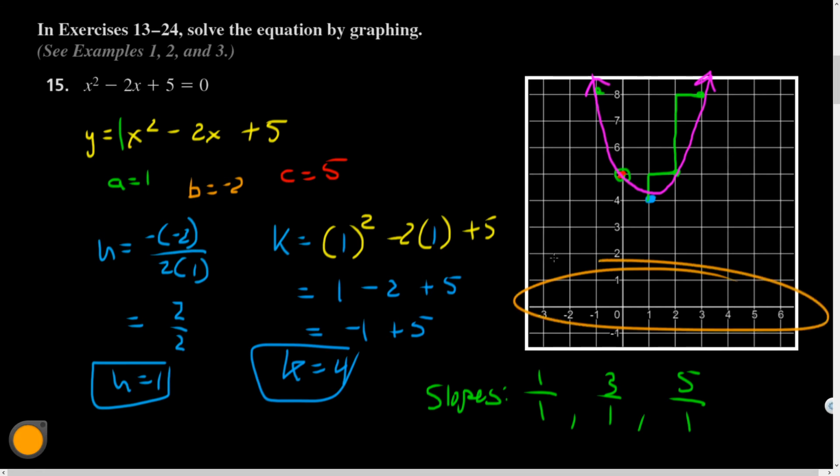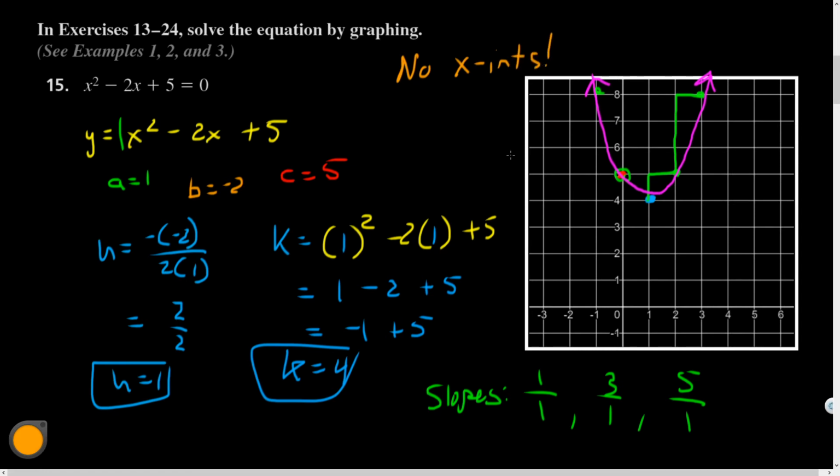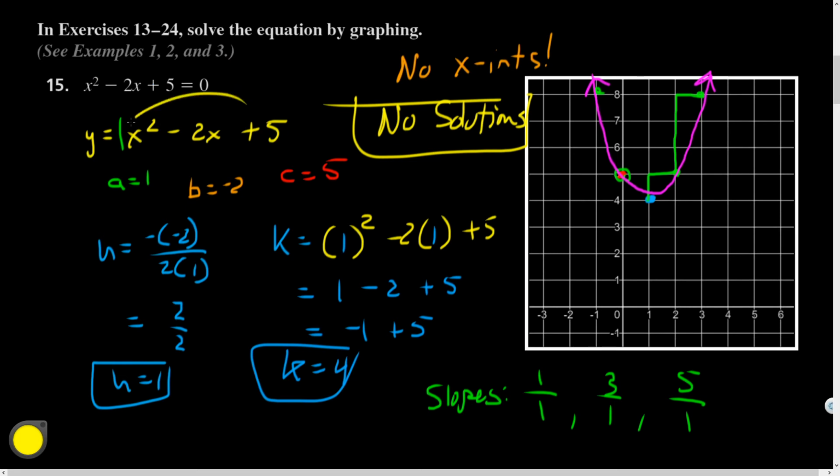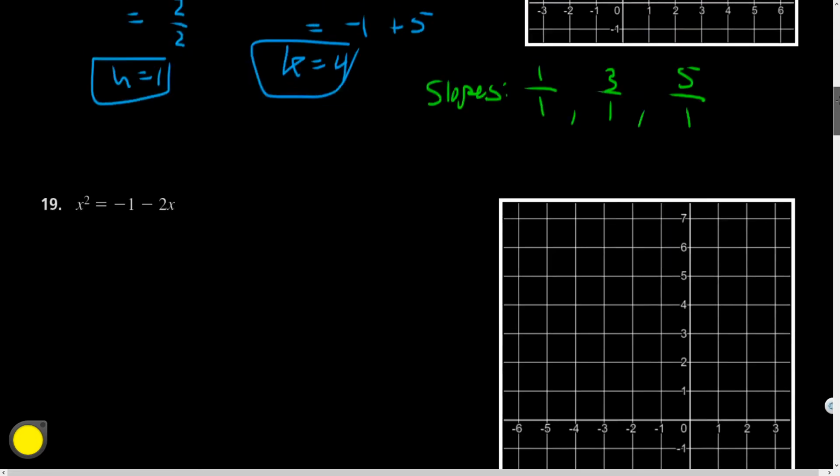Now, wait a minute. There are no x-intercepts. No x-intercepts. Therefore, this equation has no real solution. Boom. Done. All right, so that's the trick. You set your equation equal to 0, then take that equation, set it equal to y, graph it however you can, whatever the shape, and find the x-intercepts, and those are your solutions.